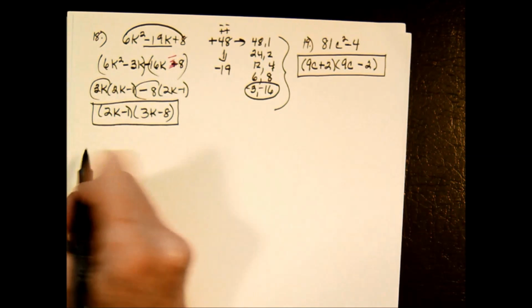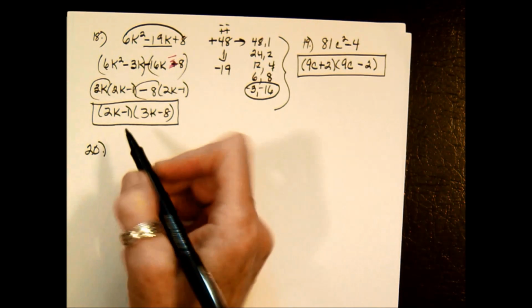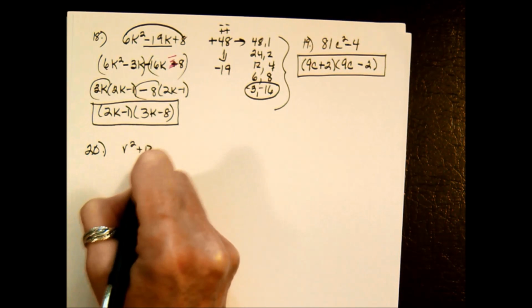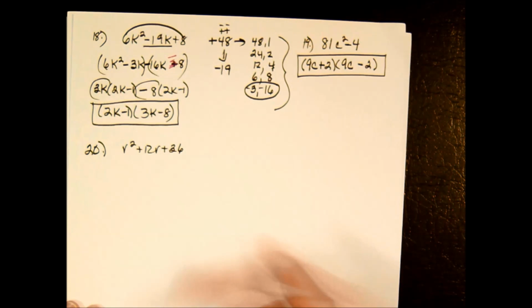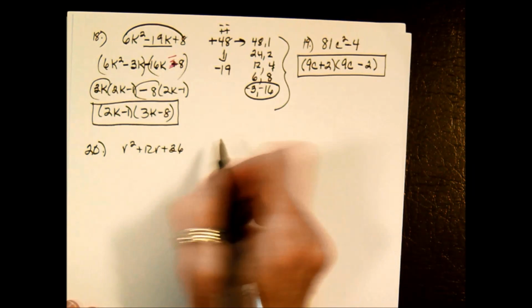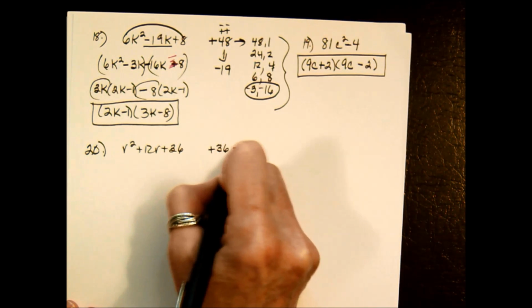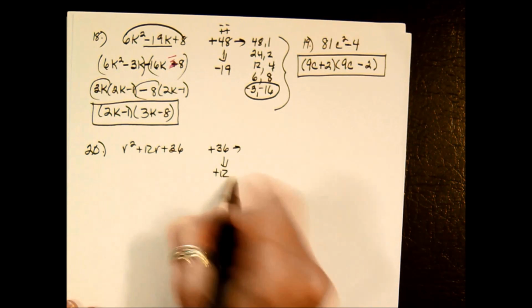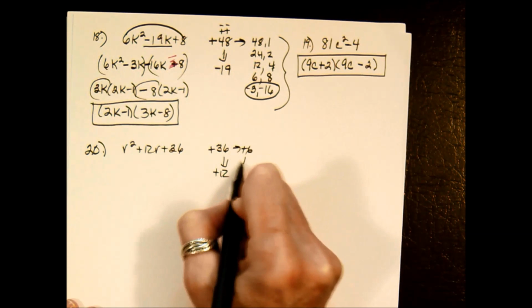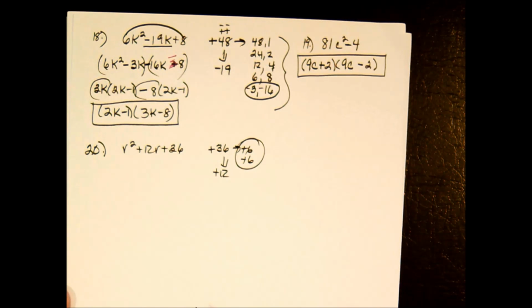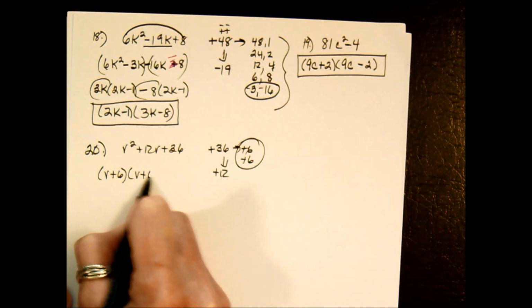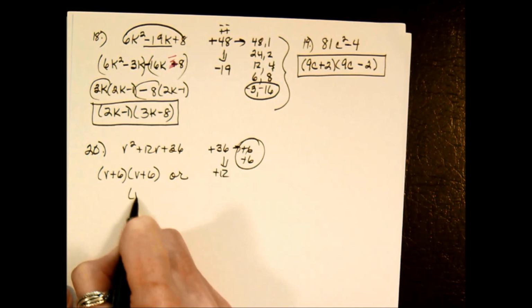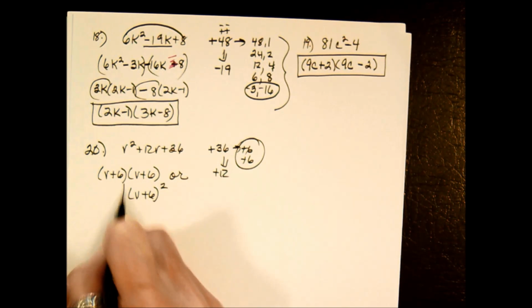Number 20 is v squared plus 12v plus 36. Although this is a special one, if you recognize it, great. If you don't, it doesn't matter because it's a short process trinomial. I just need factors of 36 positive that add up to positive 12: positive 6 and positive 6. Since it's a short process, I know it's v plus 6 times v plus 6, or v plus 6 squared. That's why it was special.